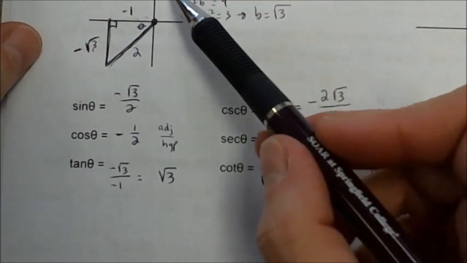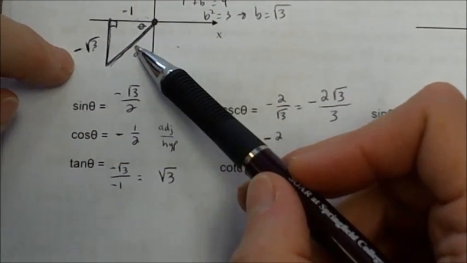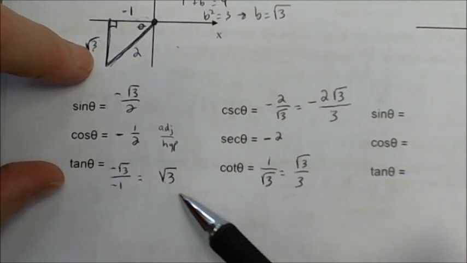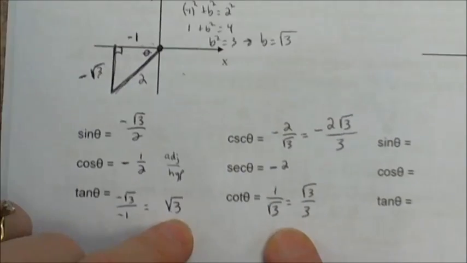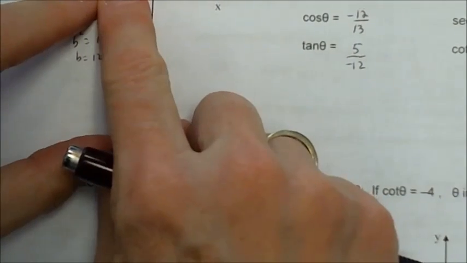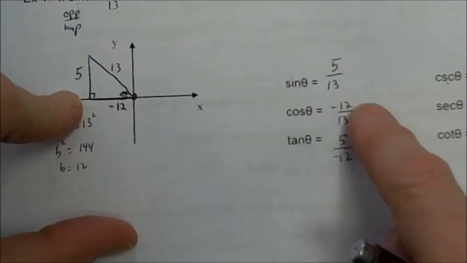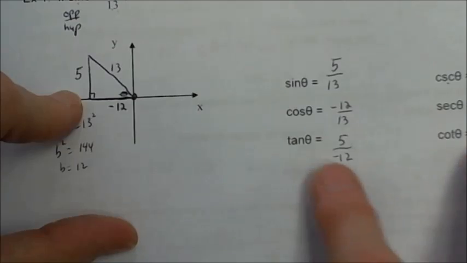And if you can remember All Students Take Chemistry, in quadrant 3, the only value that would be positive is the tangent, T for tangent, and of course the reciprocal of that, which is the cotangent. Just like back here in quadrant 2, the only thing that would be positive would be the sine. The cosine and tangent are both negative, and of course the reciprocals follow the same signs. Let's go on to the next one.